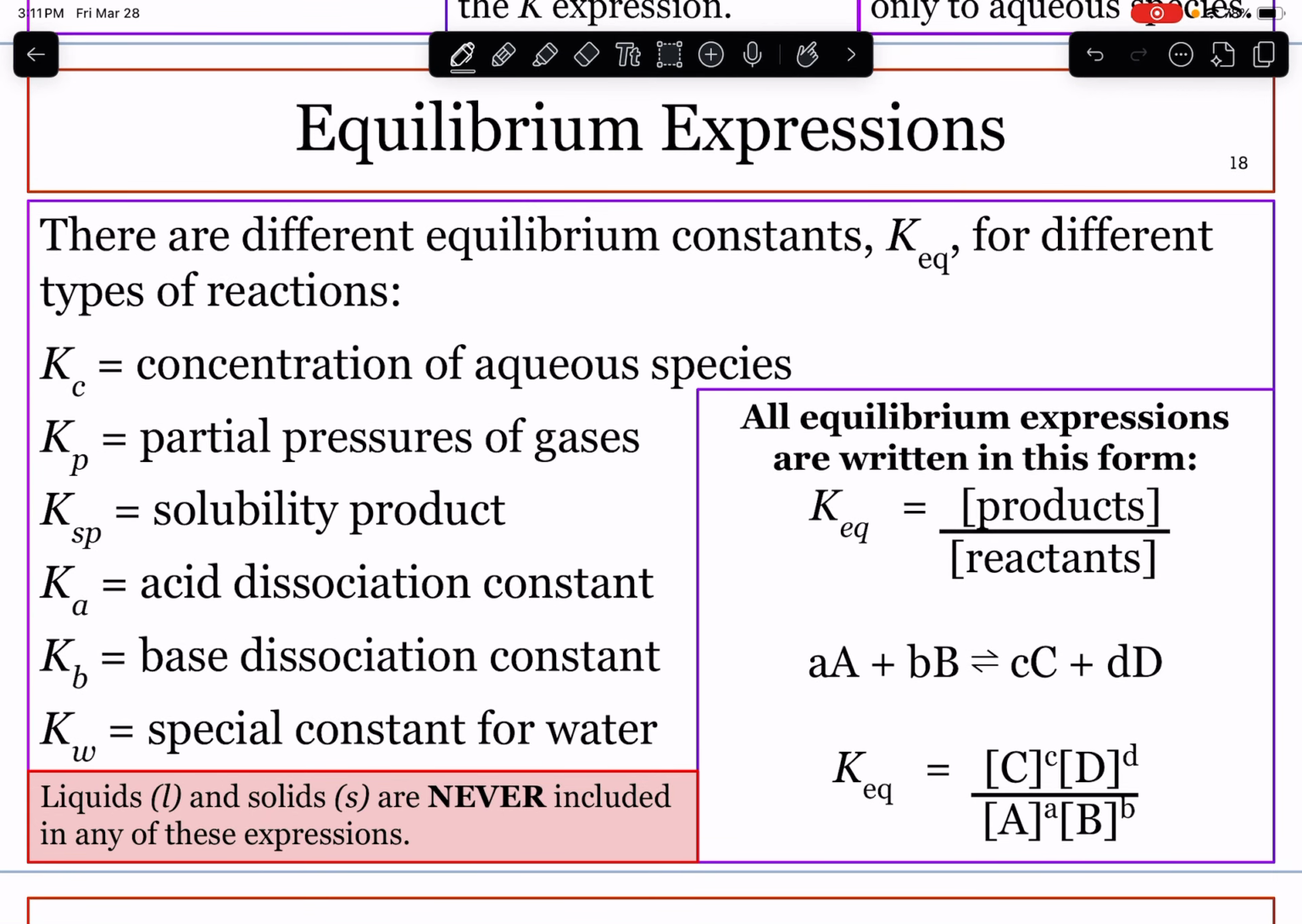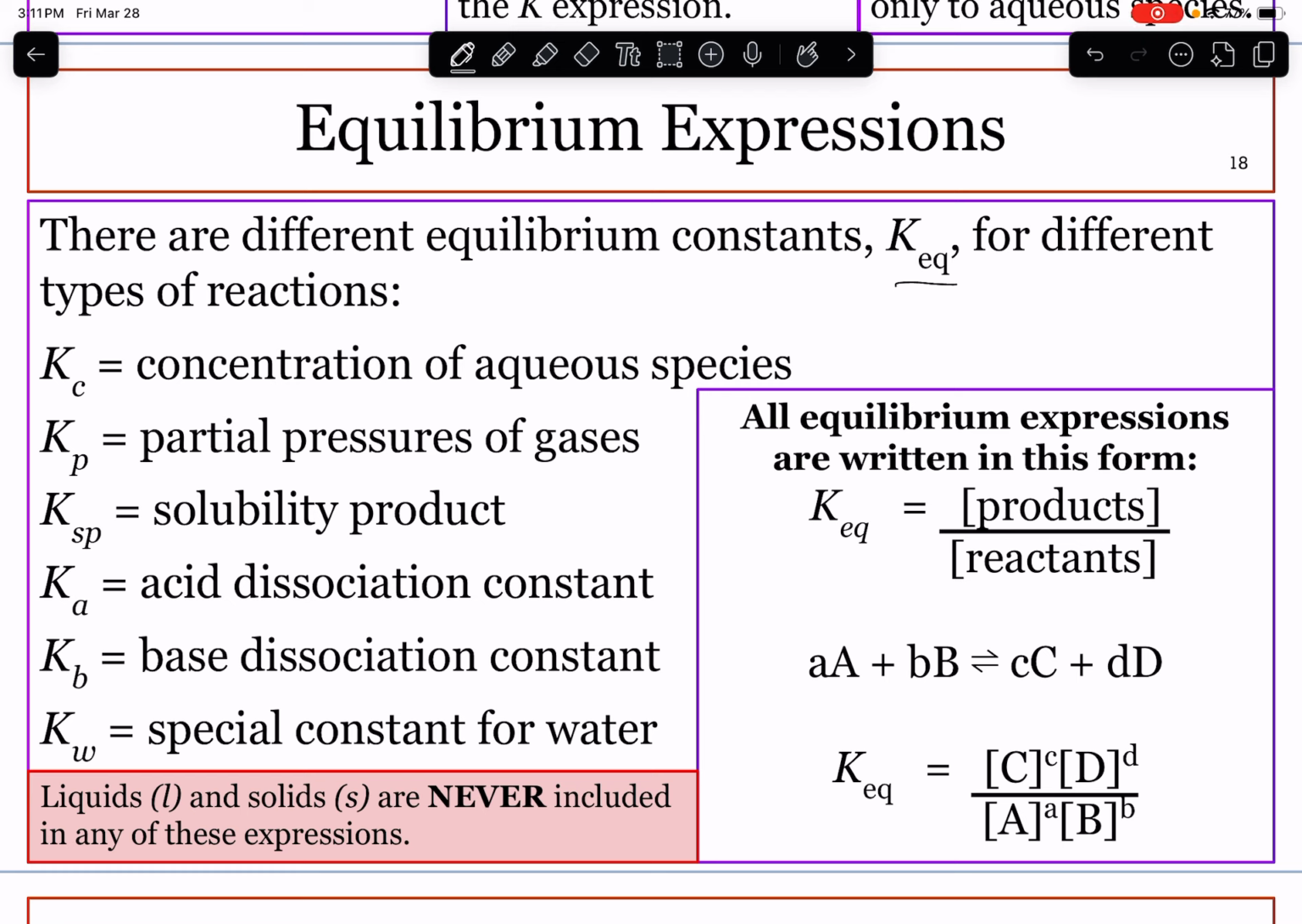There are many subscripts that you could place on the K, though all of these Ks are calculated the same way: products multiplied together divided by the reactants that are also multiplied together. And don't forget the coefficients turn into exponents on each respective compound. So let's look at KEQ. The EQ just stands for equilibrium. Essentially, all of these Ks are KEQs because all of these Ks are equilibrium constants.